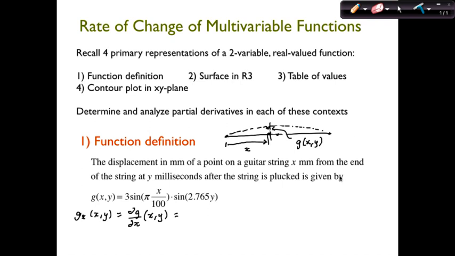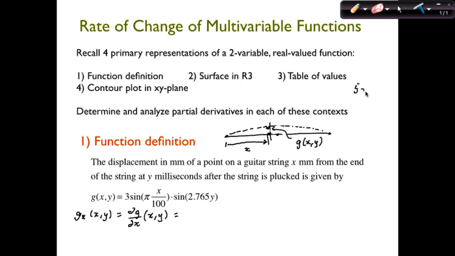As we work on this partial derivative, how will we consider y? Constant, right? So this sine of 2.765y is going to be constant. This whole thing is constant, just like the 3 is constant. So for the partial with respect to x, we treat the whole thing as a constant. And when a constant is multiplied by a function and you're taking the derivative, what do you do with that constant? Take it out.